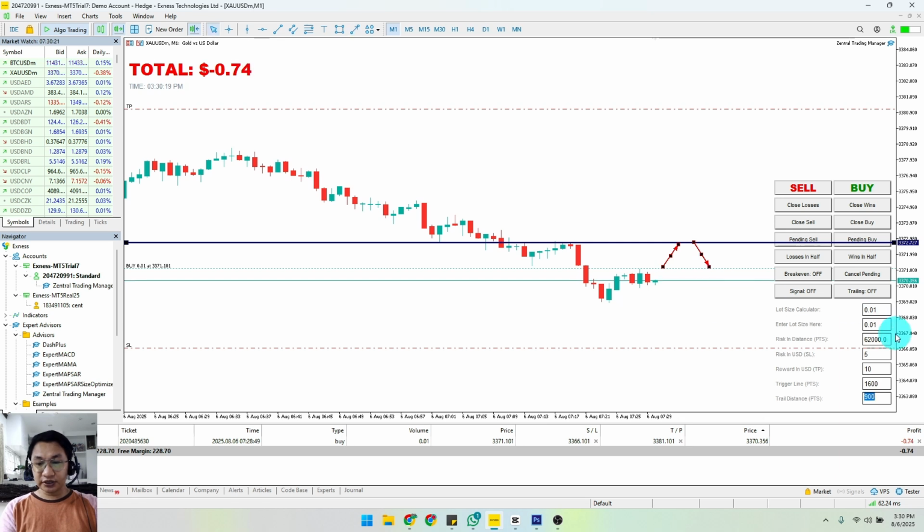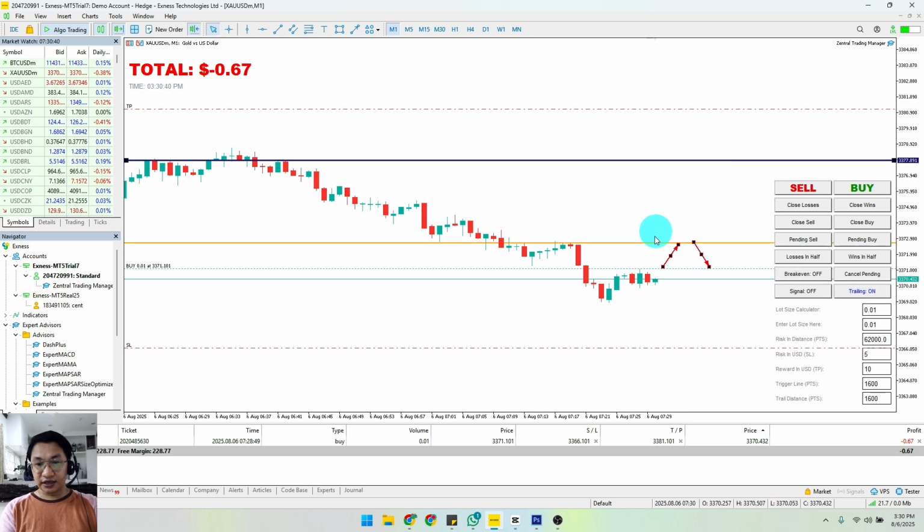So what I'm currently doing is that I'm just copying 1,600 points. Okay, now when I click trailing on, there you have it. It will create an orange line right there. Okay, as what you can see, we are now successful in creating our trigger line.